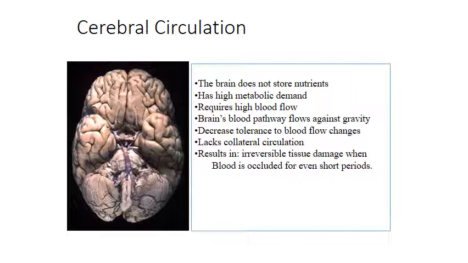The cerebral circulation does lack collateral circulation. Because of that, there is irreversible tissue damage when the blood is occluded for even short periods of time. When we looked at the heart, there was a lot of collateral circulation. That is not true for the brain. We have the circle of Willis, which is great, but we don't have that collateral circulation. So if there is a decrease in blood supply, even for a short period of time, we can have tissue damage, tissue death, ischemia, necrosis, okay?